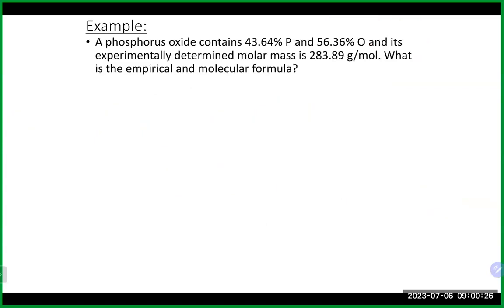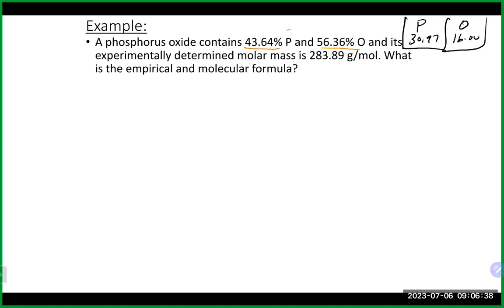So we have phosphorus, 43.64%, oxygen, 56.36%. The experimentally determined molar mass is 283.89. What is both the empirical formula and molecular formula? Phosphorus, 30.97. All right, let's take a look again here. We're actually given the percentages of each of these, and we are looking for both the empirical and molecular formula, so we do need to calculate it.